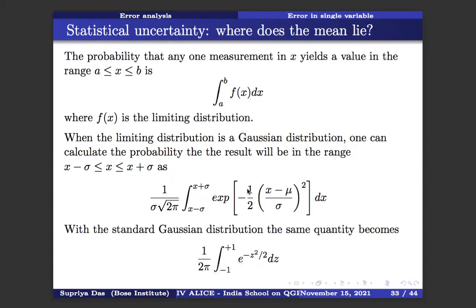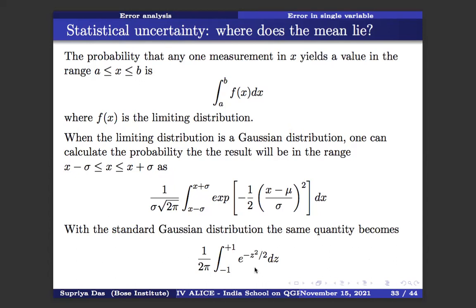With the standard Gaussian distribution, (x minus mu) over sigma is replaced with z, and if you replace this, then with the standard Gaussian distribution, the same quantity becomes this. Okay. What is the usefulness of this?